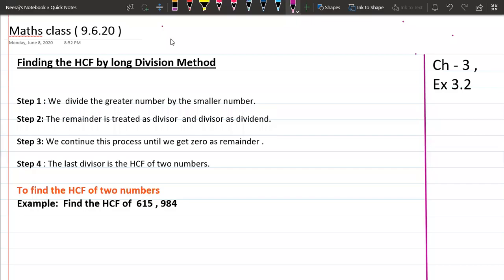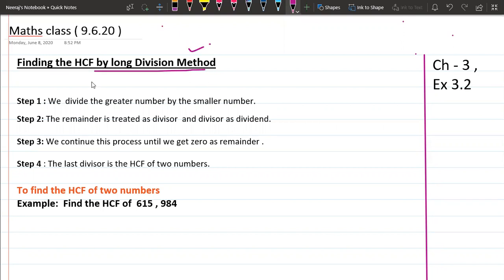Hello children, today we will learn a new concept of HCF, and now we will learn how to find the HCF by long division method. In the previous class we have also learned how to find the HCF by prime factorization, and this is the second method to find the HCF by long division method.